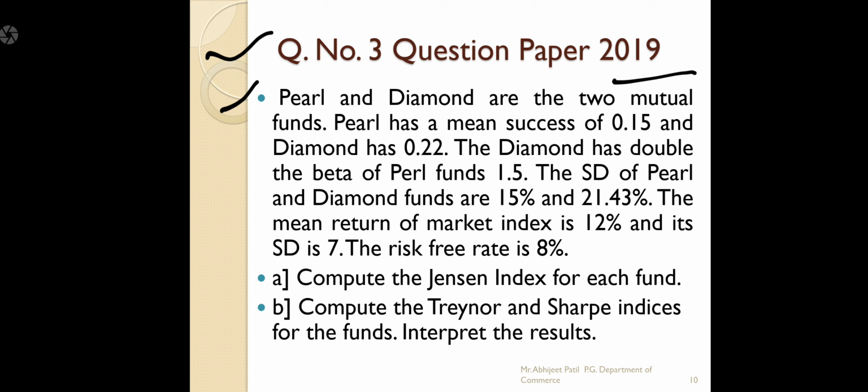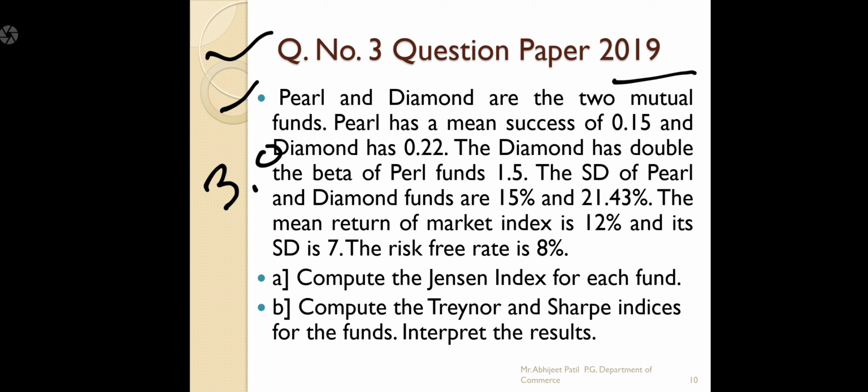Now this sentence is very important. The Diamond beta is not given, but the Pearl beta is given as 1.5, and they say that Diamond has double the beta. So what is the Pearl beta? It is 1.5. Double of 1.5 comes to 3.0. So indirectly you should know that the Diamond beta is not given, but since they mention the beta of Pearl, you have to double it, which comes to 3.0.